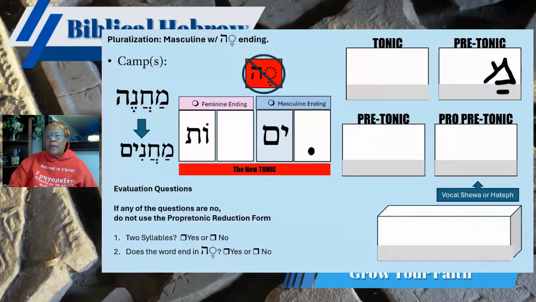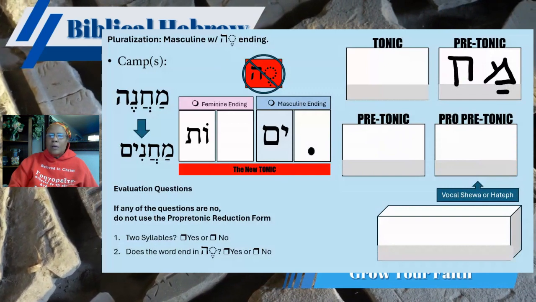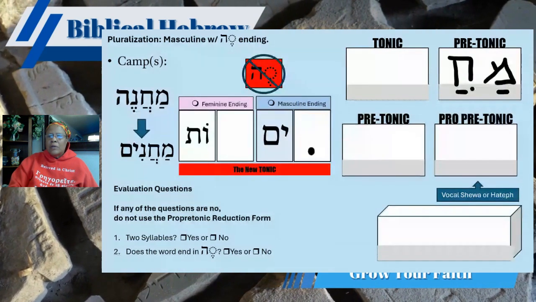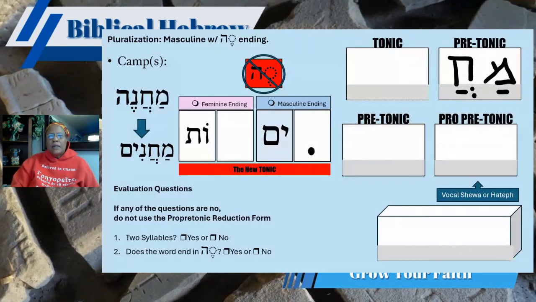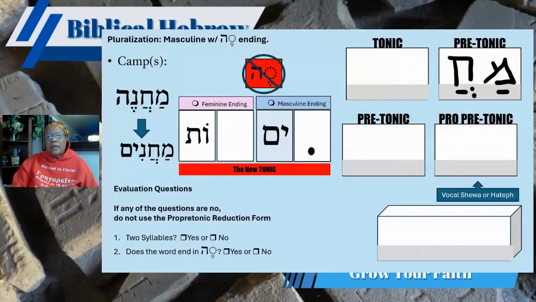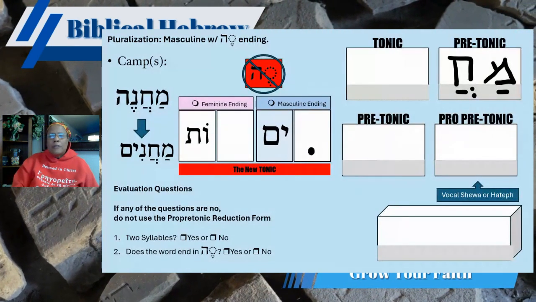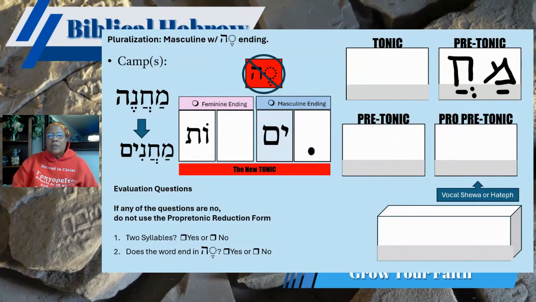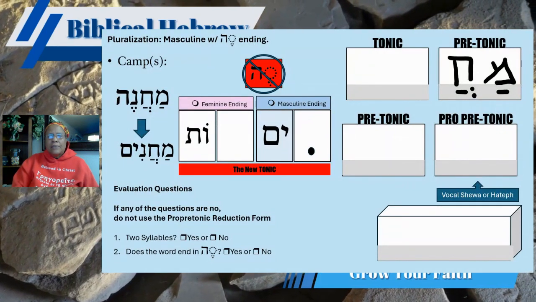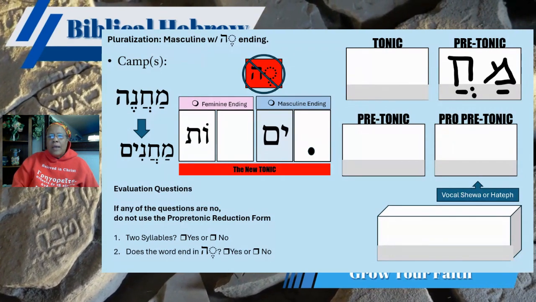and the het. Okay, and remember, because that's a guttural, it can't take a vocal schwa. Okay, so just know that. So it does want tonality, so it put a hetaf there. And then the name.